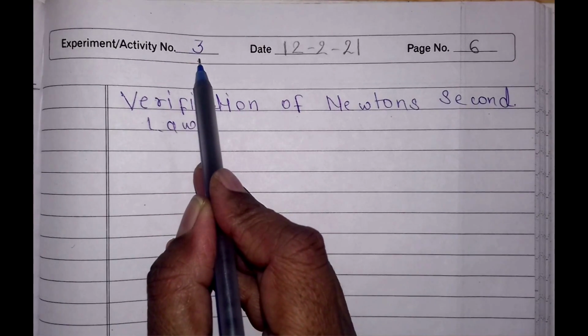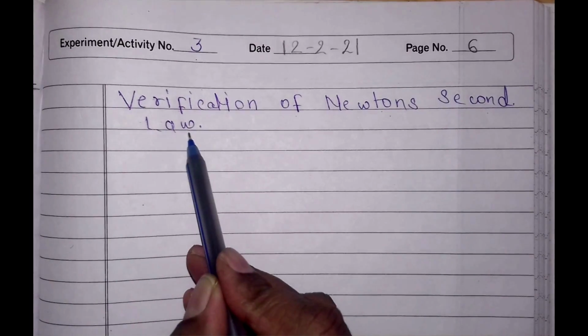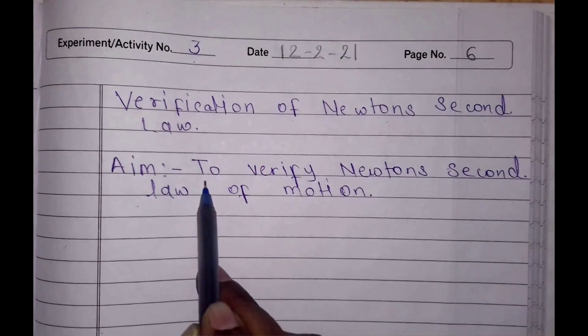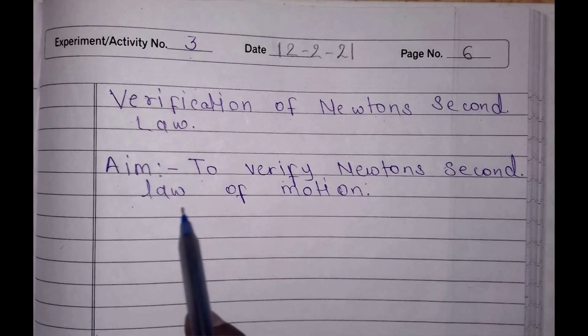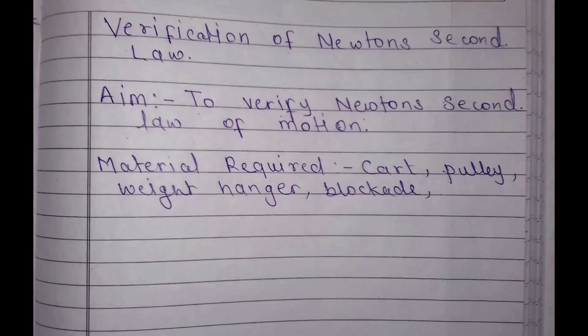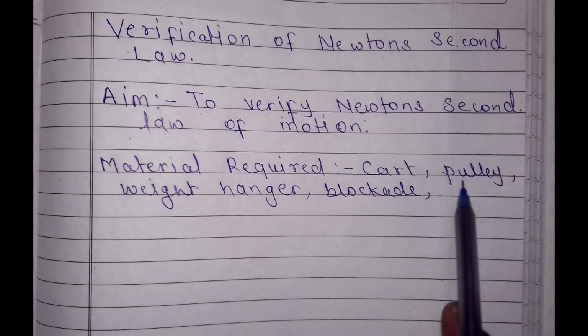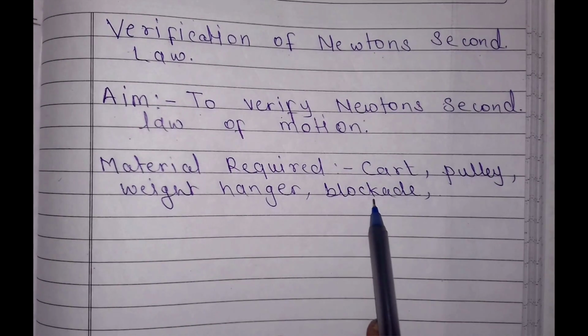Experiment number 3. Verification of Newton's second law. Aim: to verify Newton's second law of motion. Material required: cart, pulley, weight hanger, blockade, etc.